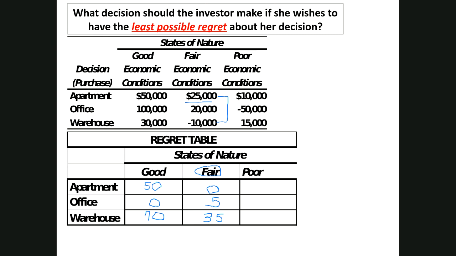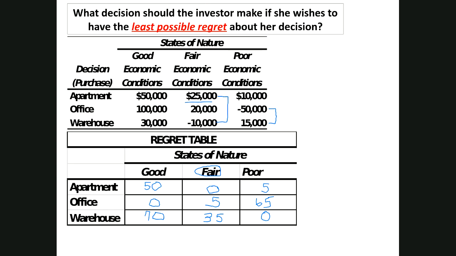And then finally, if the economy was poor, the best result would have been to invest in the warehouse. So there would be zero regret here. And if we had invested in the apartment, again, there would be $5,000 of regret. And if we had invested in the office, we would have $65,000 worth of regret. And again, that $65,000 is the difference between these two values, if you will, on the real number line.